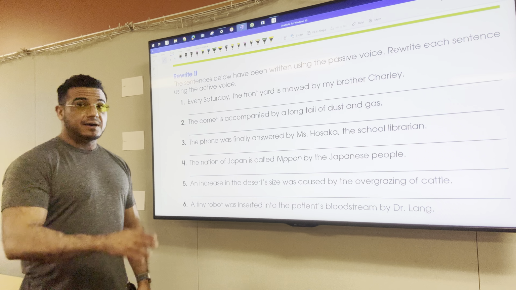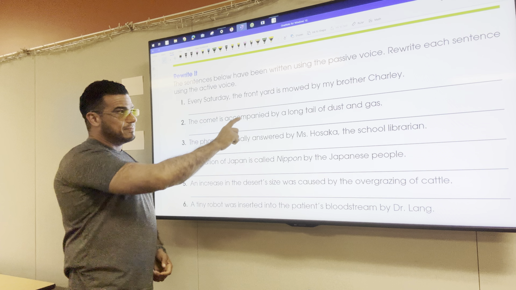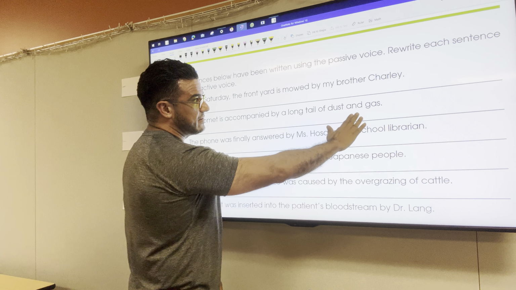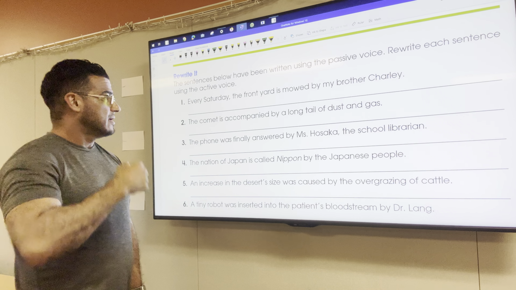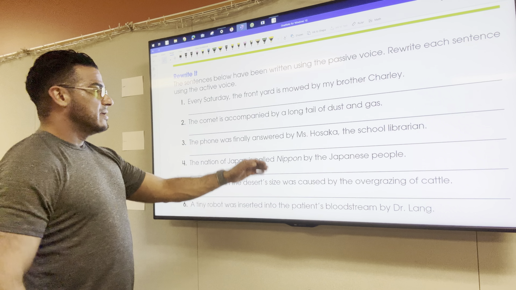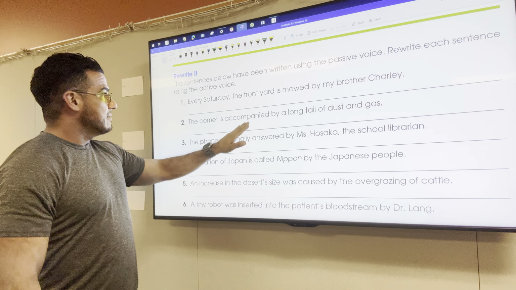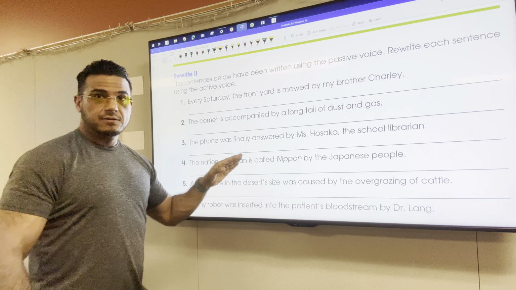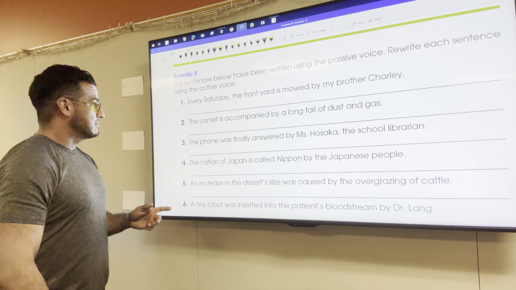All right, so I'm moving and shaking. Let's go ahead and take a look at sentence number two. The comet is accompanied by a long tail of dust and gas. So it looks like this portion here is receiving the action. Converting it into its active form, let's go ahead and try. A long tail of dust and gas, now our subject, accompanies the comet. So now we have an active form of the sentence. Let's take a look at sentence number three.